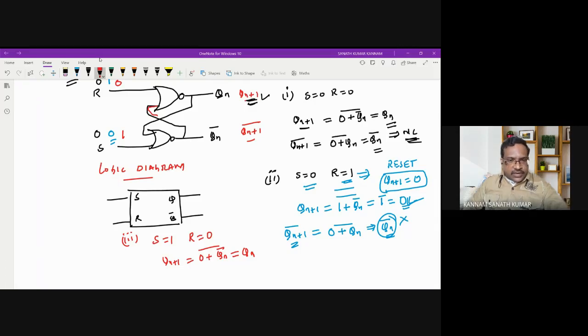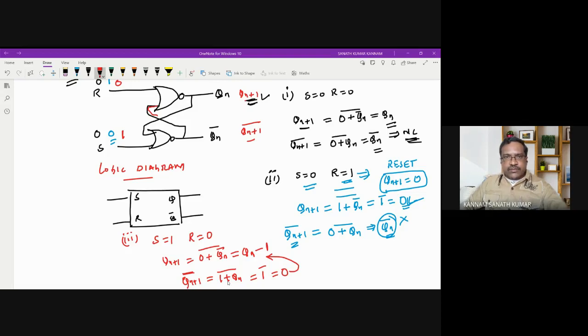And next I am checking for Qn plus 1 whole bar. So Qn plus 1 whole bar. What is Qn plus 1 whole bar? 1 plus. So this is one input. And Qn is the feedback whole bar. So that is 1 plus something is how much? 1 itself. 1 bar equal to how much? 0. So that means you got the next state Qn plus 1 as 0. By taking this reference, what is Qn? Qn is what? 1. Understood?